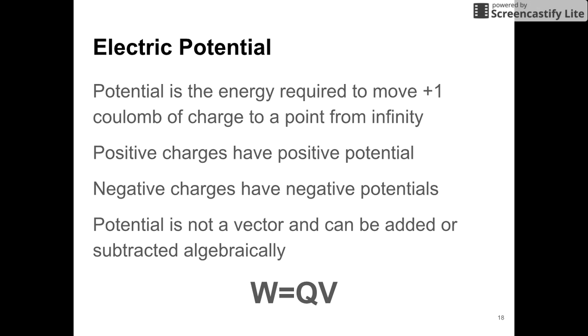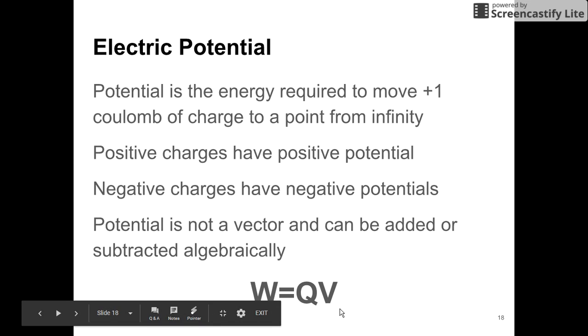So it applies at a point around a particular charge. Positive charges have positive potential, negative charges have negative potential. Hence there's a slight difference with gravitation. Potential is not a vector, and so you can add it or subtract it algebraically, just plus or minus, rather than having to use vector triangles.